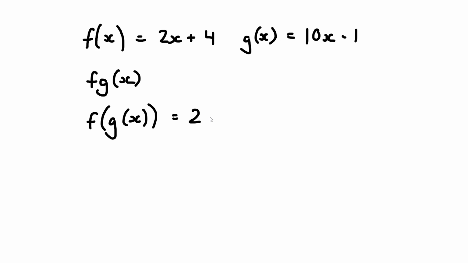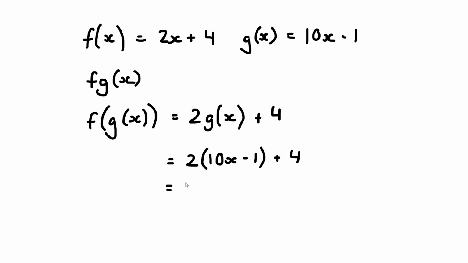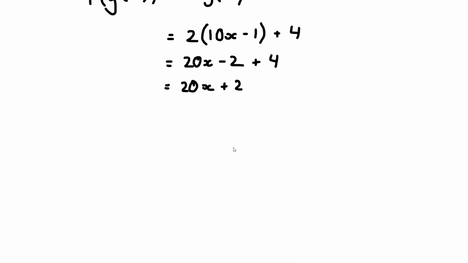So we've got 2g of x plus 4. And we know that g of x is 10x minus 1. So we can just write 2 times 10x minus 1, plus 4. And this will give us 20x minus 2 plus 4, and that will give us 20x plus 2. And this is equal to fg of x. When we combine the two functions together, this is what we get, right?